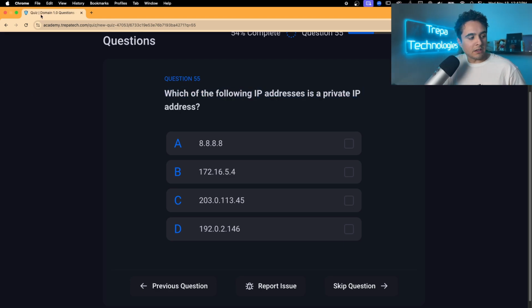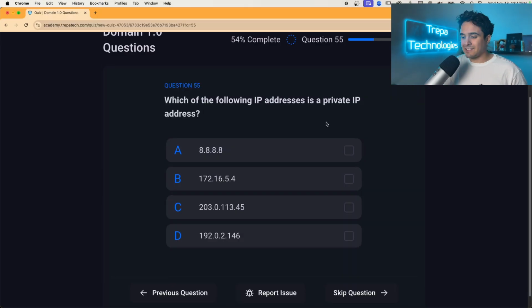Oh, hold on. Let me unfull screen this. Kind of weird. I'm on a MacBook. It does that. Okay. There we go.